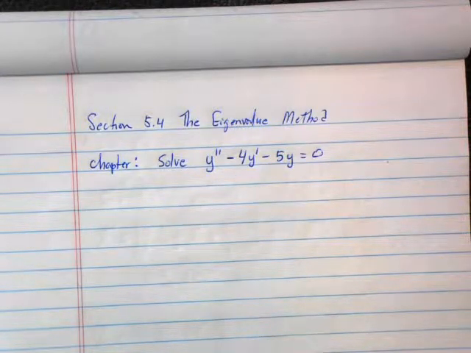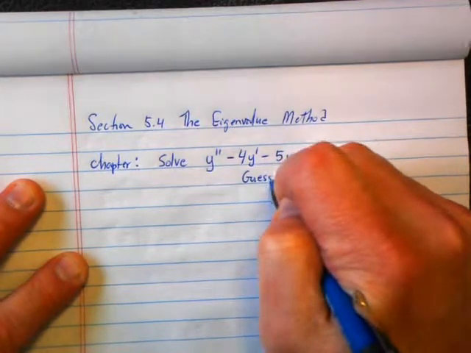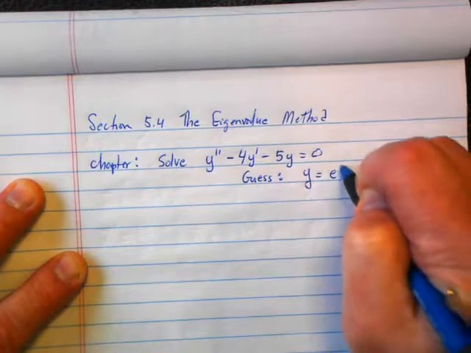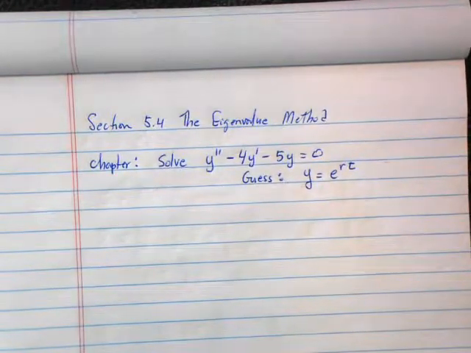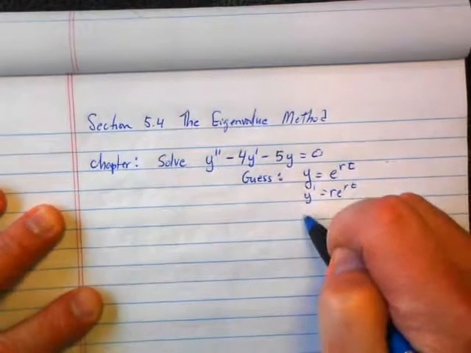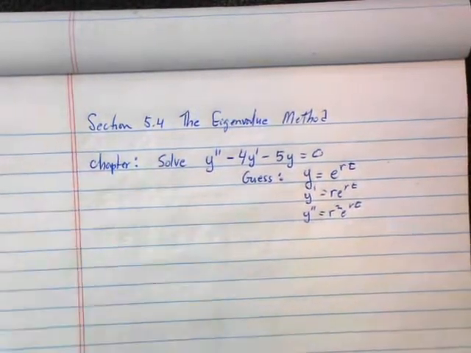Good guess, that's exactly right. What we did is we made a guess that our answer looked like e to the rt. We took the derivative, we took the second derivative, and we plugged it all in.